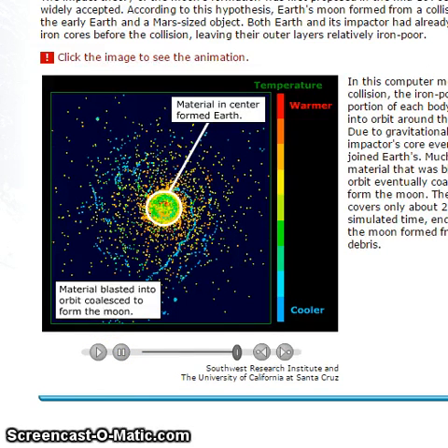This is the accepted theory because we know that the moon is made of the same kind of materials that we have here on Earth, and it only makes sense that if we're made from the same materials, we might have once been a part of the same object.